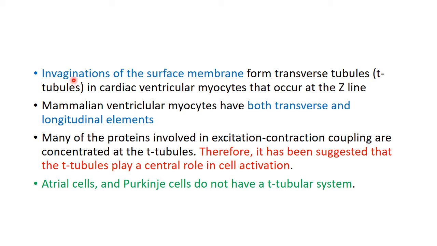And what is that? There is an invagination of the surface membrane which forms the T-tubule, and that occurs at the Z line. So the mammalian ventricular myocytes have both transverse and longitudinal elements of the tubule, and they are rich in many proteins which are responsible for excitation contraction coupling. But the atrial cells and Purkinje cells do not have them.